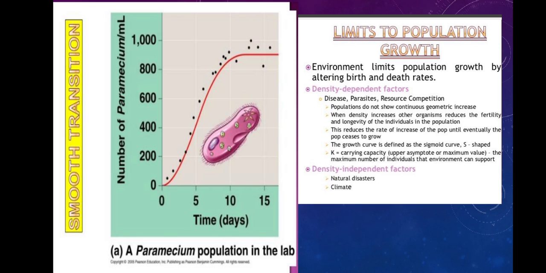Then we see the limits to population growth. The environment limits population growth by altering birth and death rates. Density-dependent factors of birth and death rates are disease, parasites, and resource competition. Populations do not show continuous geometric increase. When the density increases, other organisms reduce the fertility and longevity of individuals in a population. This reduces the rate of increase of a population until eventually the population ceases to grow, and K is the carrying capacity. Then density-independent factors are natural disasters and climate.